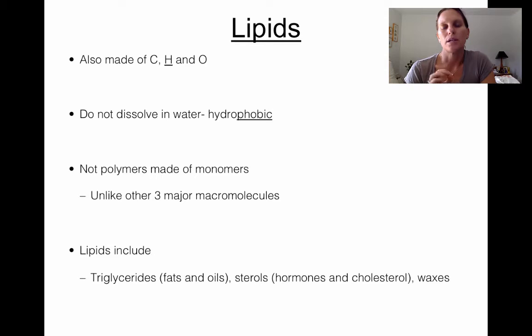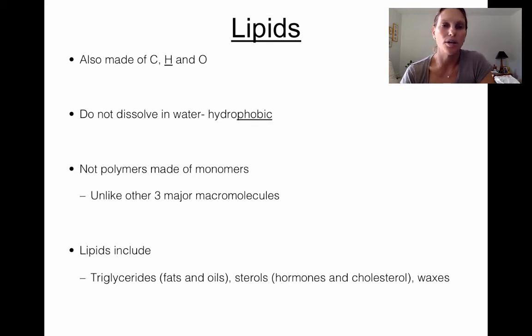So there's basically 3 types of lipids that we're going to look at. One are the triglycerides, and that's just a fancy word for the fats and the oils. Then we have the sterols. That's what steroid hormones are, and cholesterol is a sterol. And then we have the waxes. So these are all a little bit different structurally.